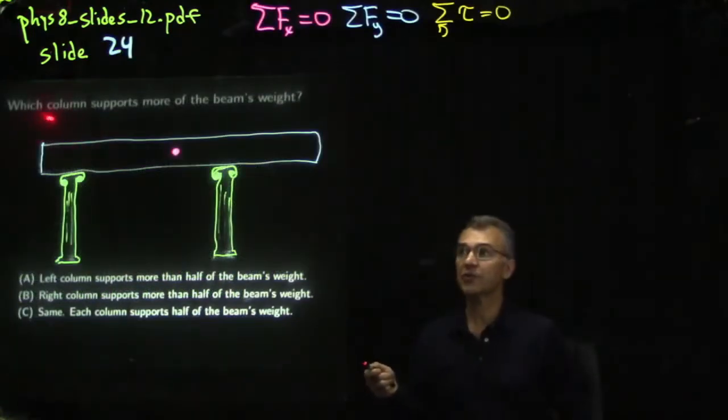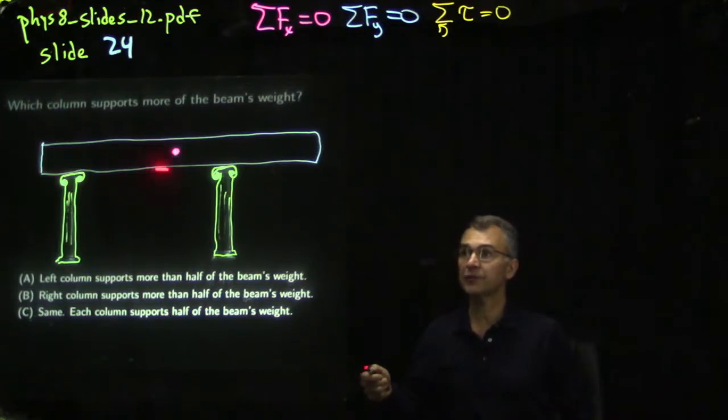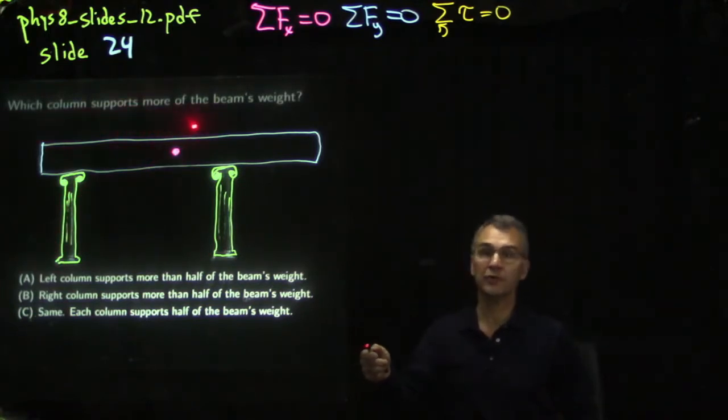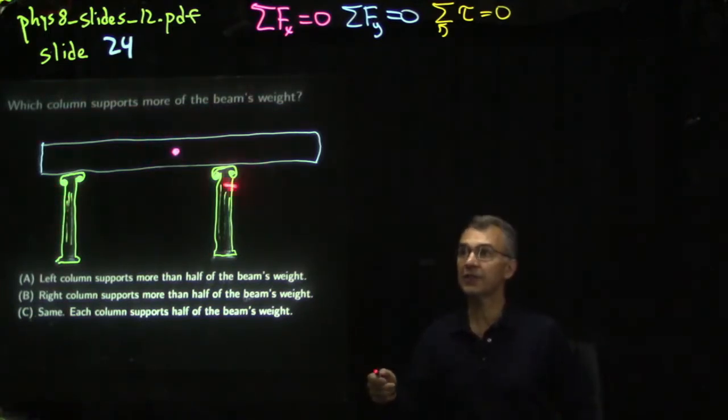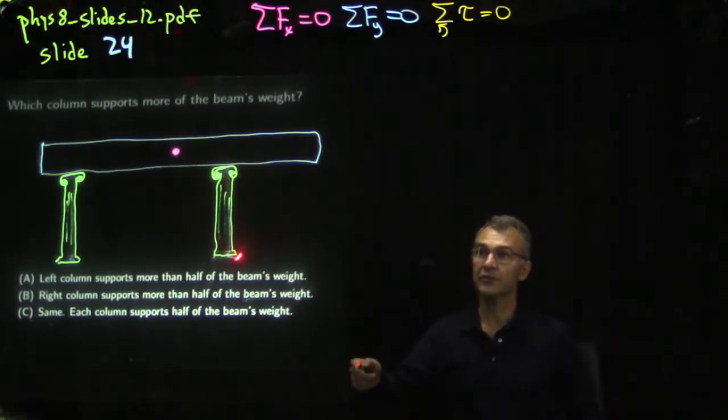Here's a question that brings us back to the hands-on exercise we did in the very first day of class. If you have a beam supported on two columns asymmetrically like this, then which column supports more of the beam's weight? And in a configuration like this, if you tried it on the first day of class, you probably found that this right-hand column supported more of the weight and this left-hand column supported less of the weight. And the key to understanding that was that this column is farther away from the center of mass and this column is closer to the center of mass.